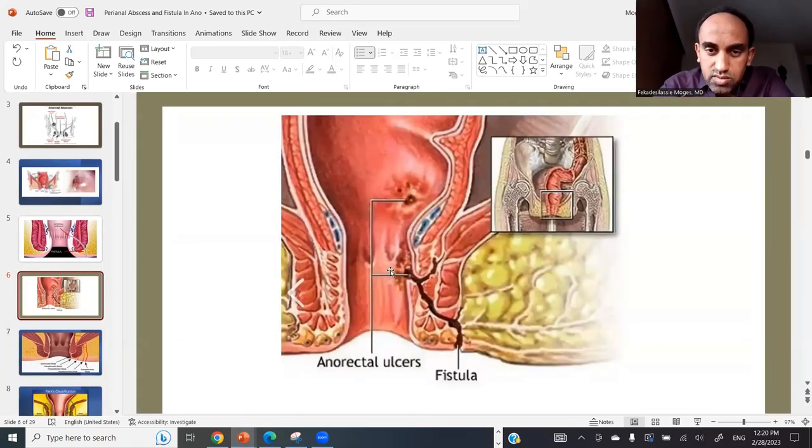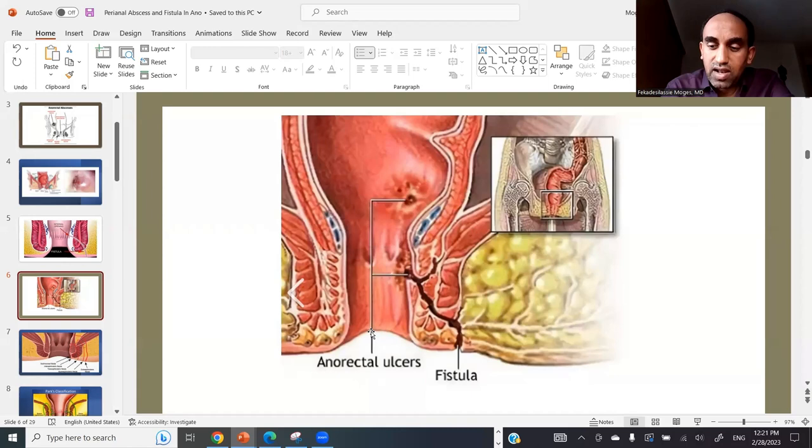So this beautifully demonstrates the fistula tract, internal opening, external opening. This is what is meant by an abnormal communication between two epithelialized surfaces. This is covered by epithelium, skin is covered by epithelium. So fistula is an abnormal communication between two epithelialized surfaces, okay?